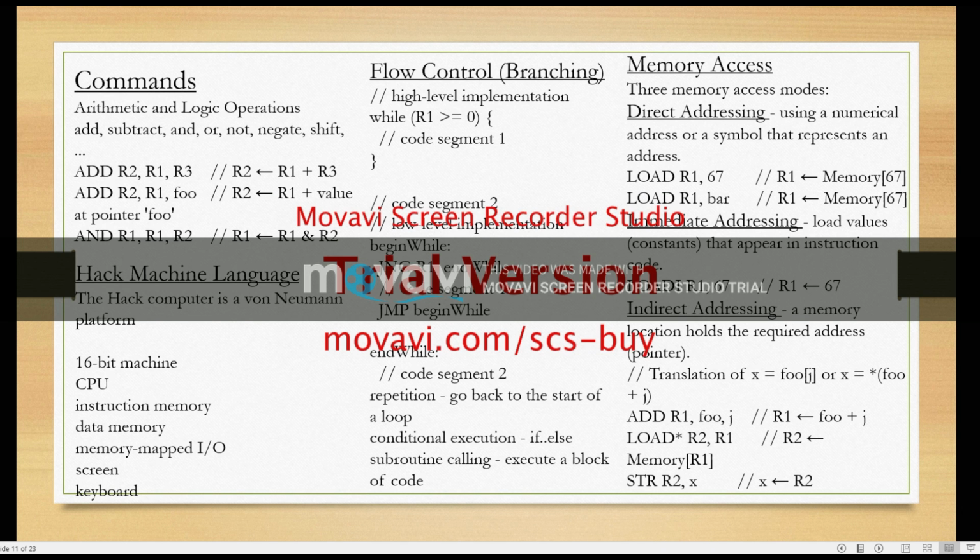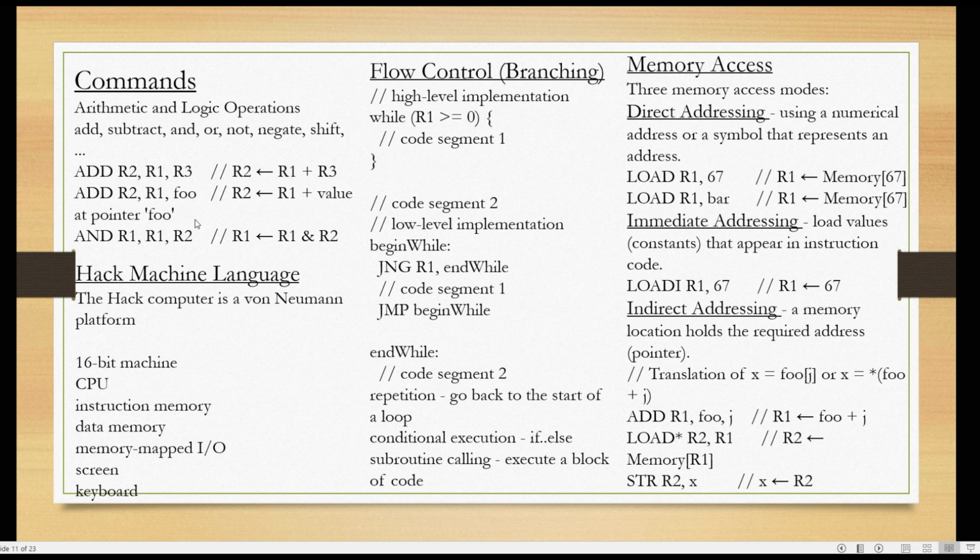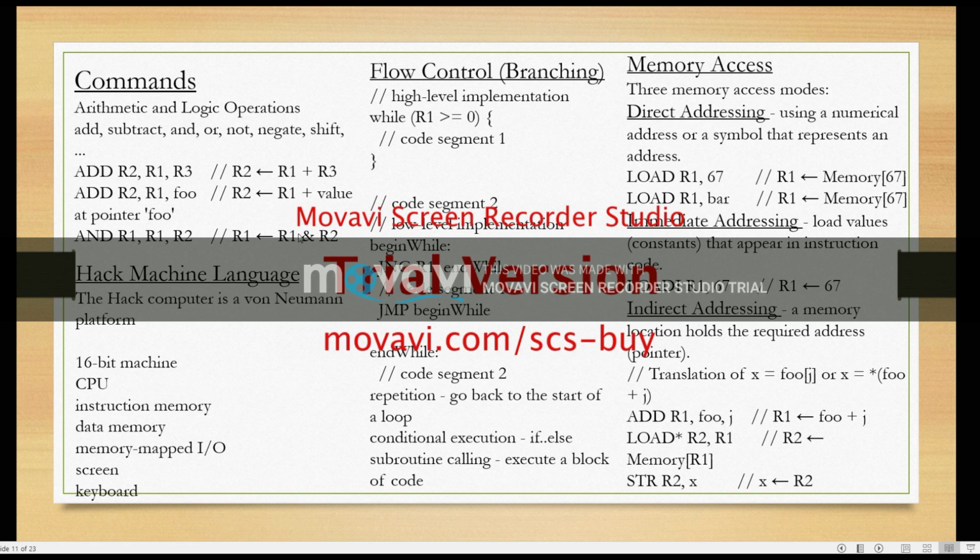So these are all the commands: Hack machine language, flow control, memory access, direct addressing, and immediate addressing. These are the addressing modes on the memory. Flow control means branching. Hack machine language means machine language.